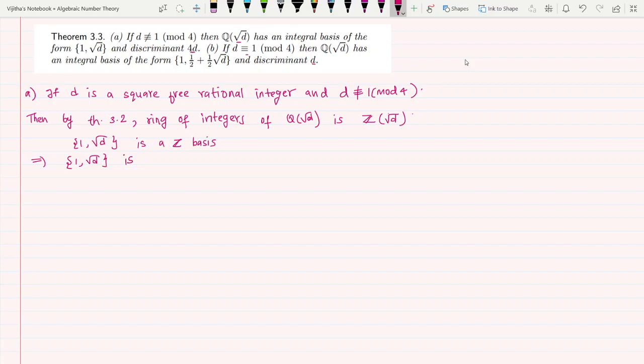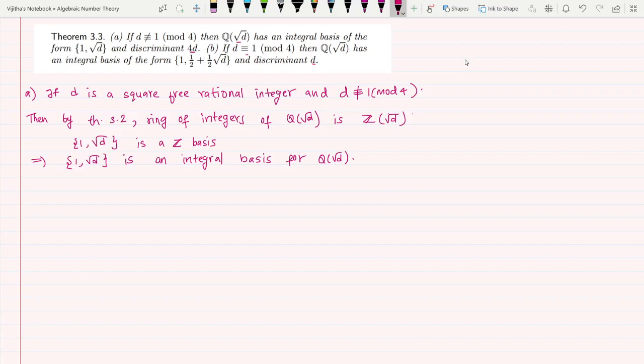for Q of root D. So we got an integral basis for Q of root D. Now next we have to show that the discriminant is 4D. Now how do we calculate the discriminant?